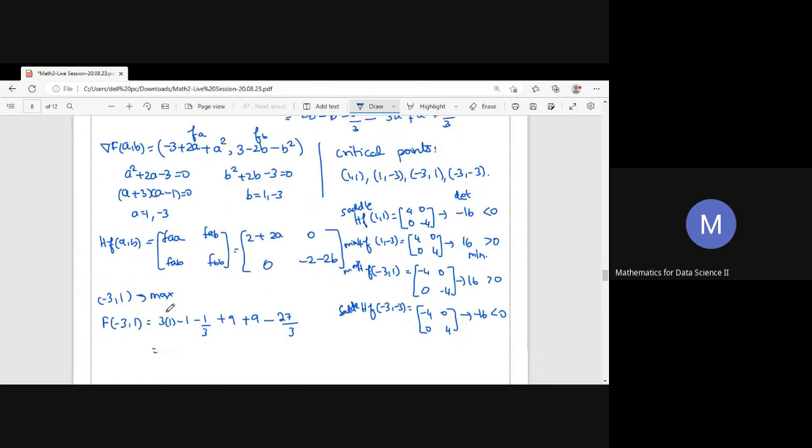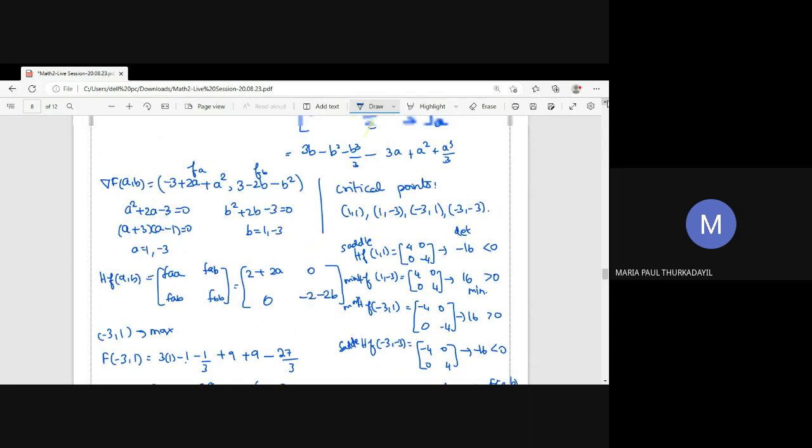Now what is this value? 3 minus 1 plus 9 plus 9. So 9 plus 9 is 18, 18 plus 2 is 20. 20 minus 28 by 3, so 60 minus 28 by 3. What is the answer? The answer is 32 by 3. Is it correct? Okay. So this is the maximum value of f of a comma b.